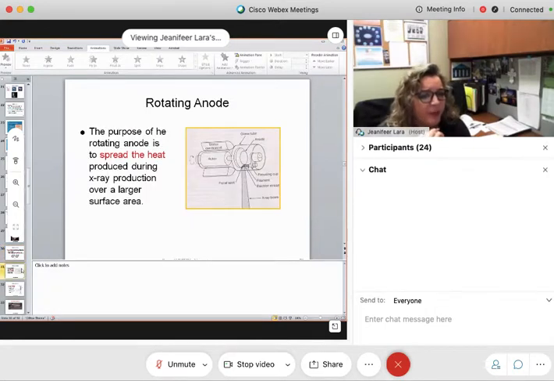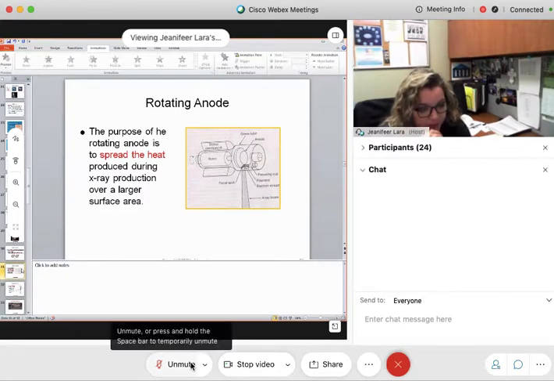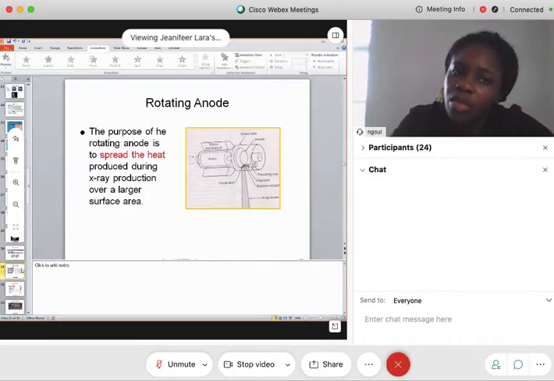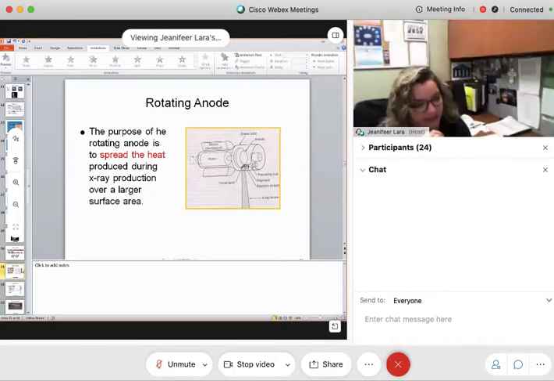So what is the purpose of having a rotating anode? What, Ruth? To spread the heat. Spread the heat. Instead of saying spread the love, we are spreading the heat. Absolutely correct. This is why we need a spinning anode so that we can spread the heat.